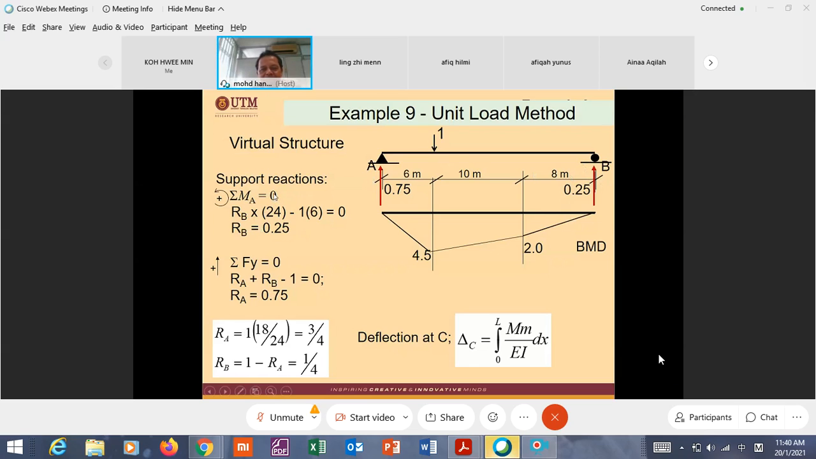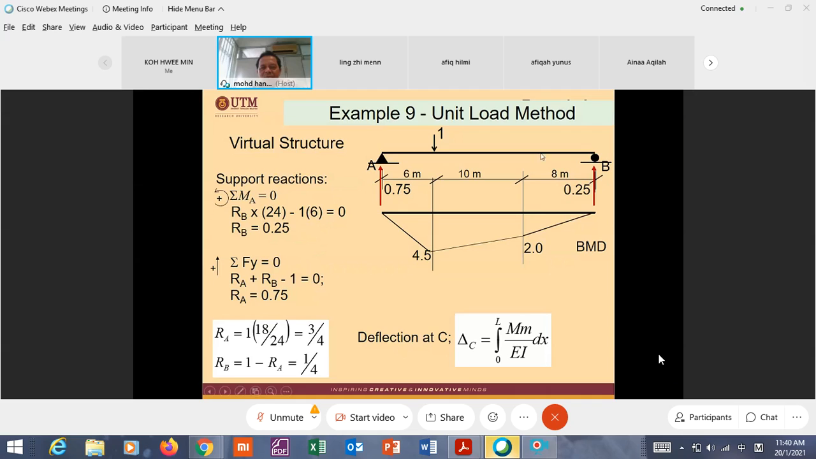Okay, just by ratio. What is RA? RA is equal to 1 multiplied by the longer distance divided by the total distance, and RB is equal to 1 multiplied by the shorter distance divided by the total distance. And make sure that RA is larger than RB because the unit load is very close to A. The load is closer to A compared to B.